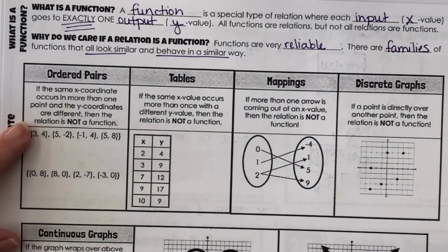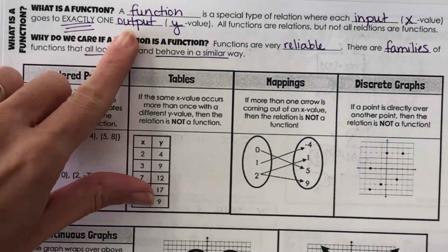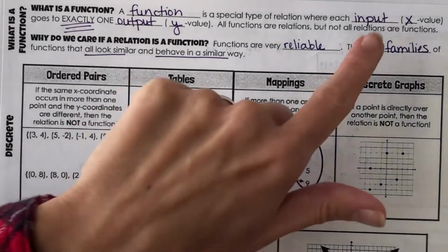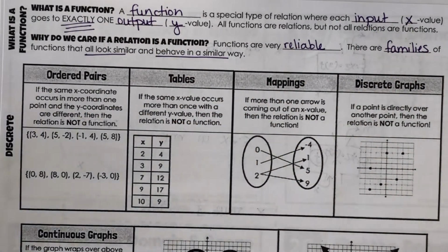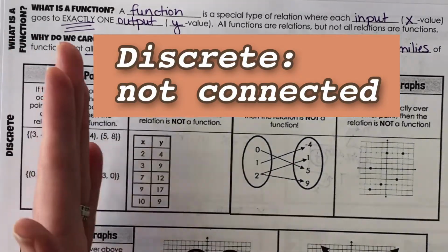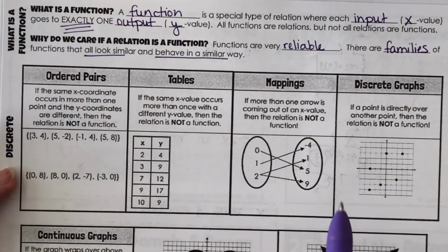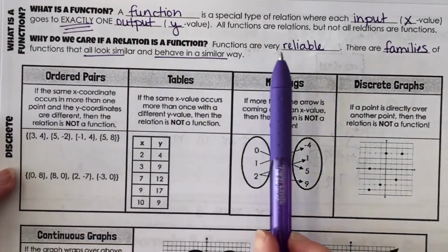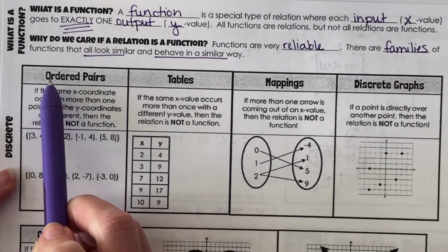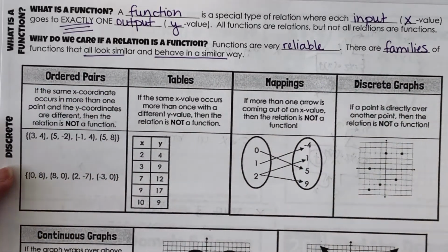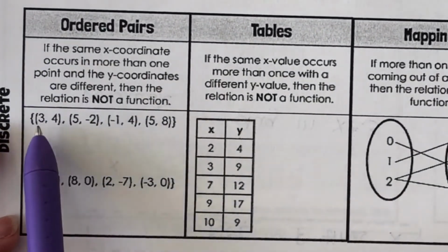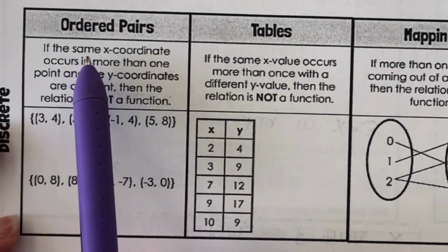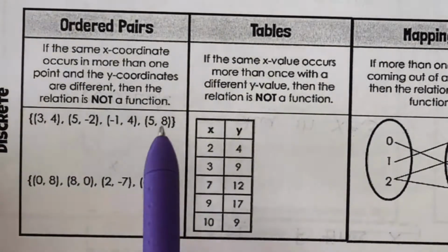So let's go ahead and practice this idea of one input going to one output, or an input having exactly one output. And what does that look like? And can we determine if a relation is a function or not? So we'll start with some discrete relations, and that just means they're individual points, they're not connected. And you'll see them in four different examples. So you might get a relation that's listed as ordered pairs. Okay, so if we have a relation that's listed as ordered pairs, how can we tell if that relation is a function or if it isn't?